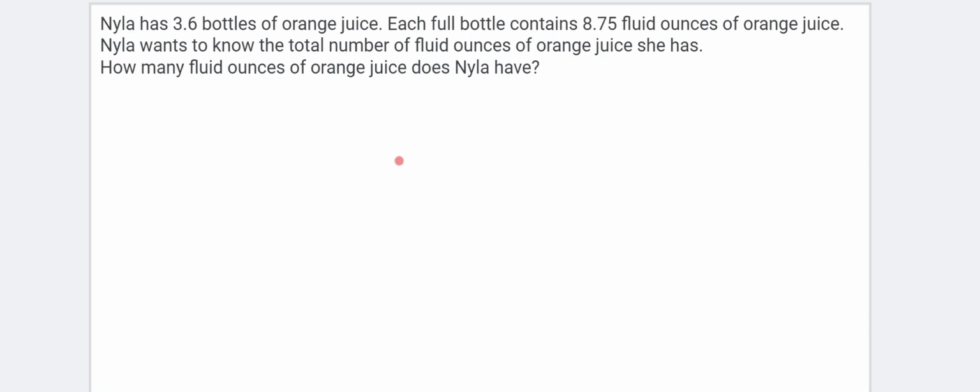Okay, let's take a look at this question. Nyla has 3 6/10 bottles of orange juice. Each full bottle contains 8.75 fluid ounces. Nyla wants to know the total number of fluid ounces of orange juice she has. How many fluid ounces does she have?